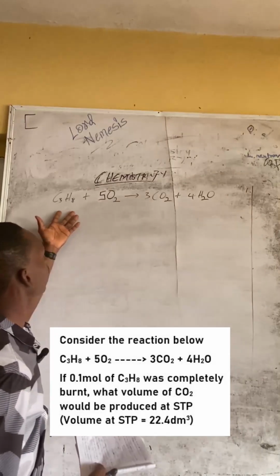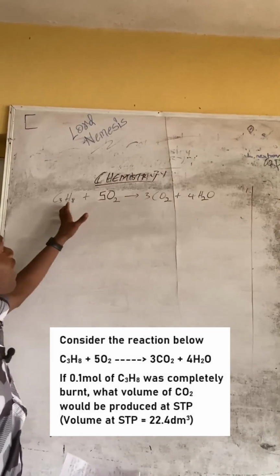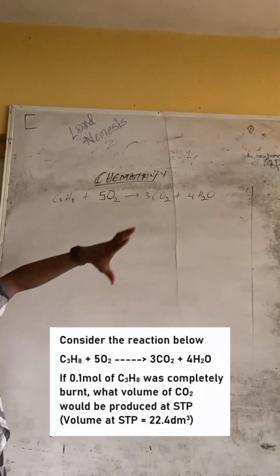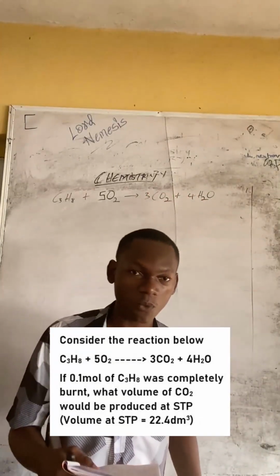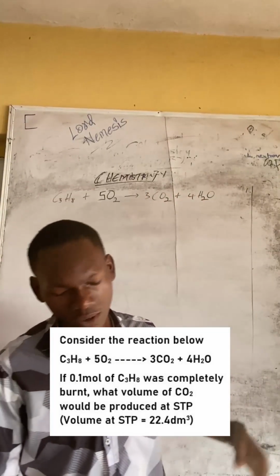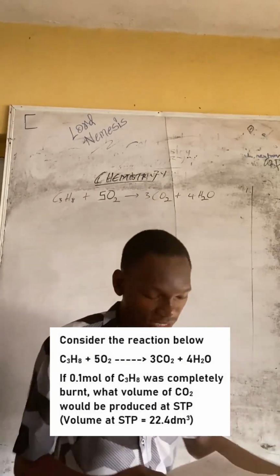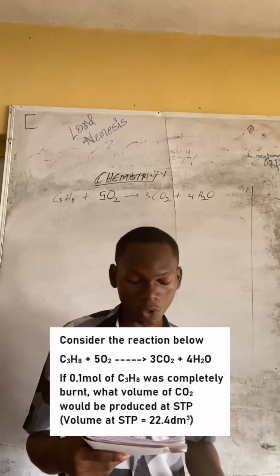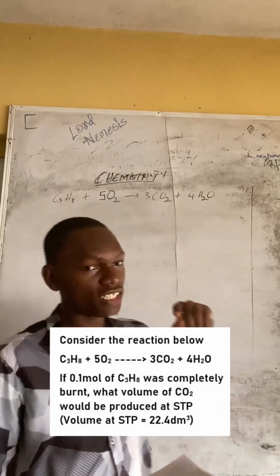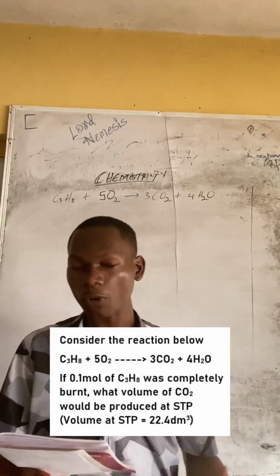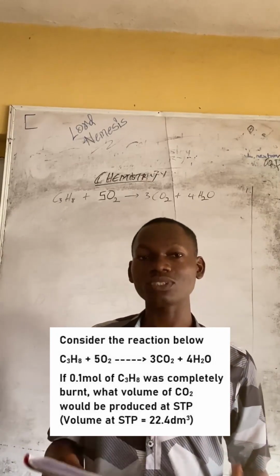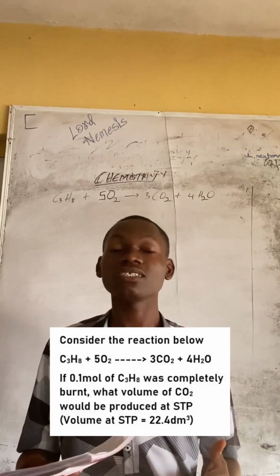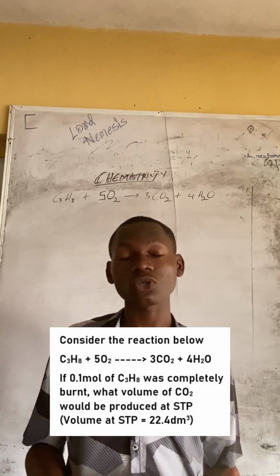Consider this equation on the board. Propane gas burning in oxygen gives us carbon dioxide and 4 molecules of water. All right, now what are we asked to use this equation for? We are asked: if 0.1 mole of propane, which is C3H8, was completely burnt, what volume of CO2 will be produced at S.T.P? S.T.P simply means standard temperature and pressure.